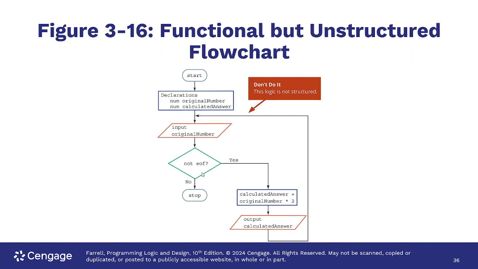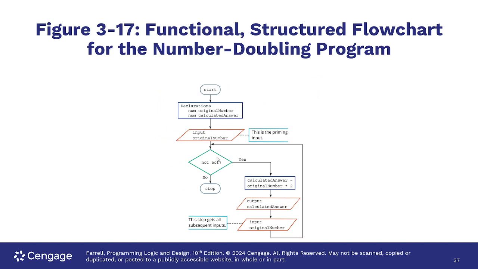All right. In this case, this loop is not structured. We have the input of the original number, and we basically have an exit point before the entry point, and this is not structured correctly. All right. In this case, we have the priming input here. We retake the priming input, and this is structured properly, and it works effectively.